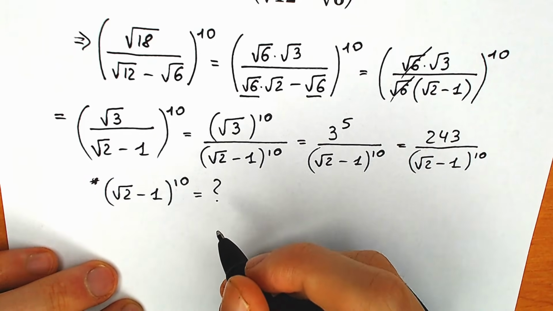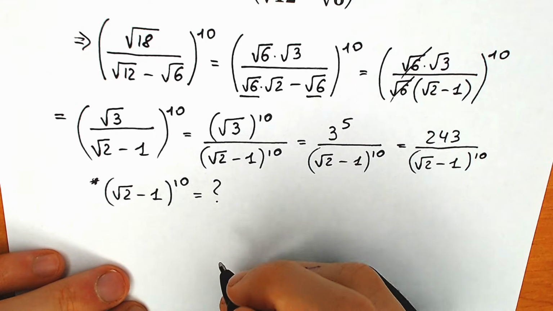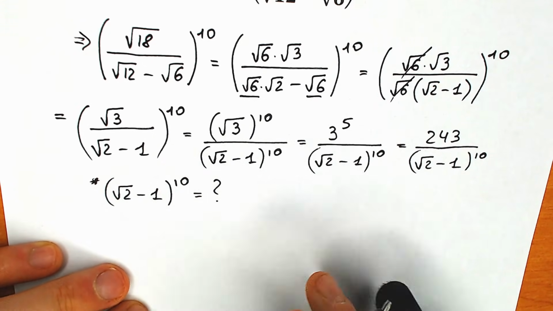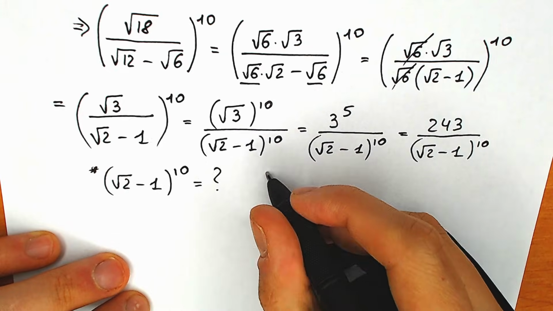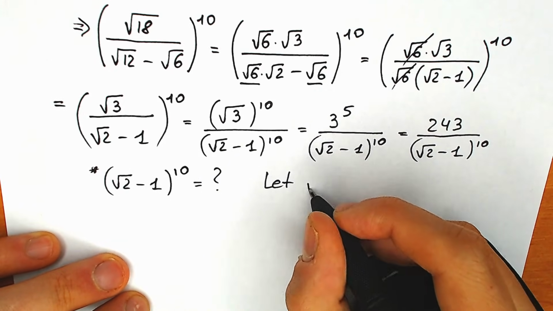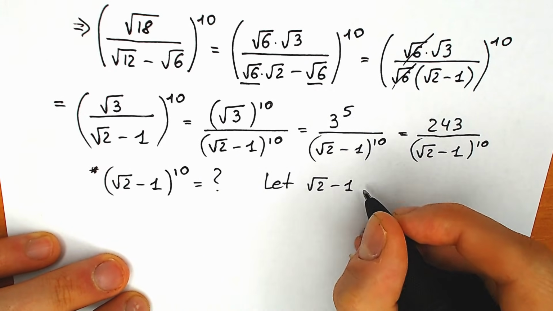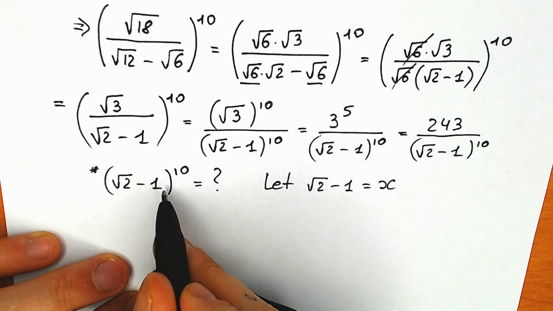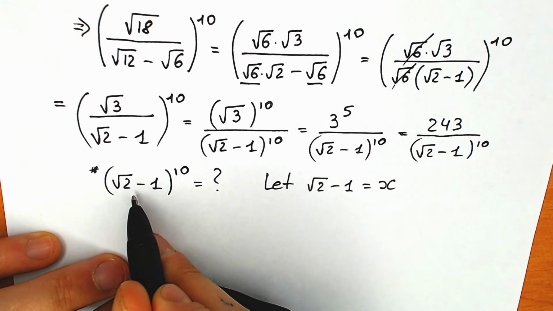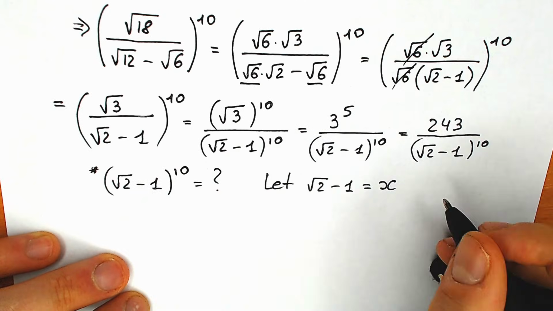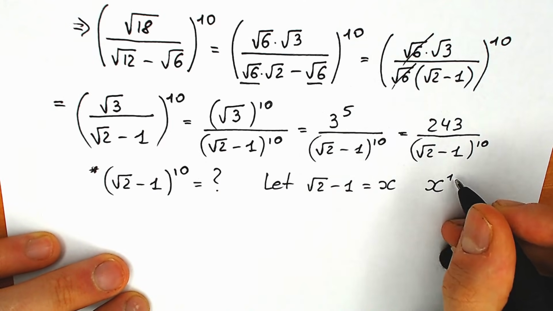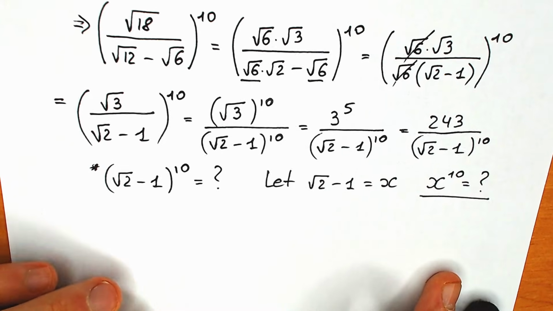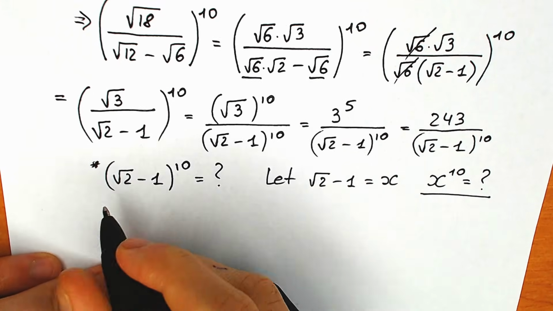Right now I want to show you my really great method. First of all, let's call this square root of 2 minus 1, for example, x. Let's do it. So let the square root of 2 minus 1 equal x. Okay, and then if the square root of 2 minus 1 equals x, we need to solve for x to the power 10. So x to the power 10, this is the expression that we need to solve for.